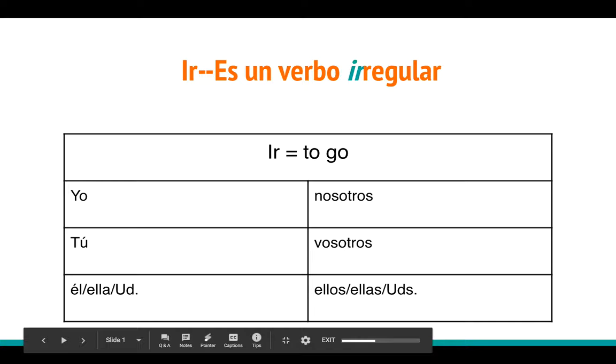Entonces la forma de yo es voy. Yo voy a la tienda, voy a la escuela. ¿Tú vas? ¿A dónde vas? Él, ella, usted va. Nosotros vamos. This is a great way to say let's go. Anywhere. Vamos, just like it is, or vamos a mi casa. Vosotros vais. Ellos, ellas, ustedes van.